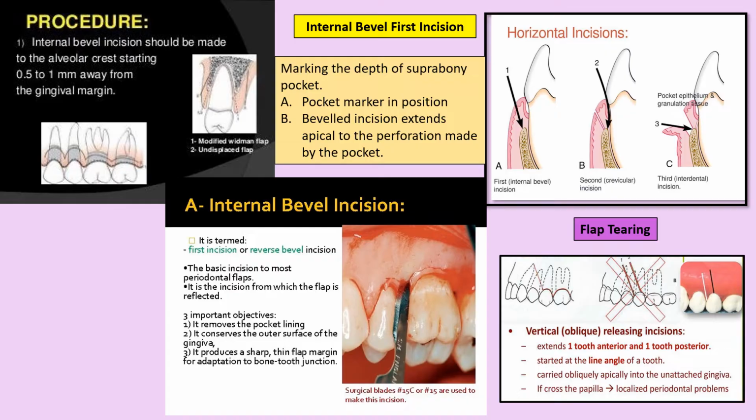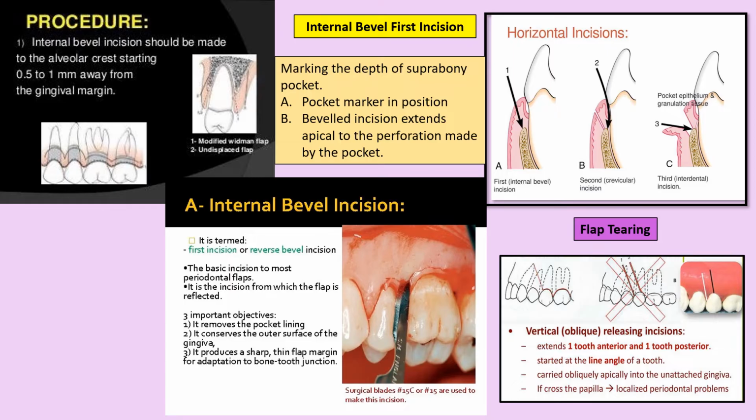Okay, so now we can see the incisions in perio are divided into two groups. You have the horizontal incision and the vertical releasing incision. The horizontal incisions are divided into three types: internal bevel, crevicular, and interdental. The internal bevel incision is the primary incision, the first incision of perio. You can see the direction of it is internally, from the gingival margin towards the alveolar crest. And why it is called bevel, we can see the surgical blade is placed at an angulation.